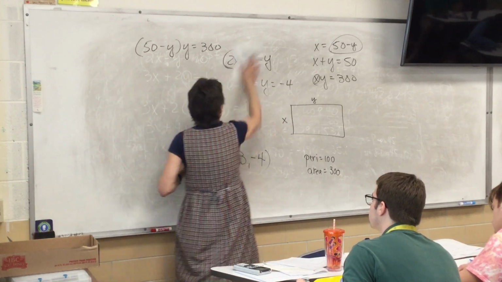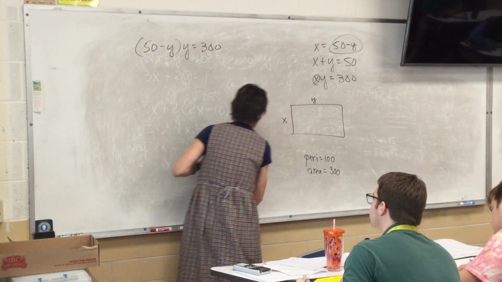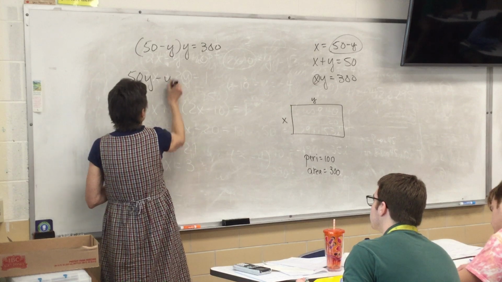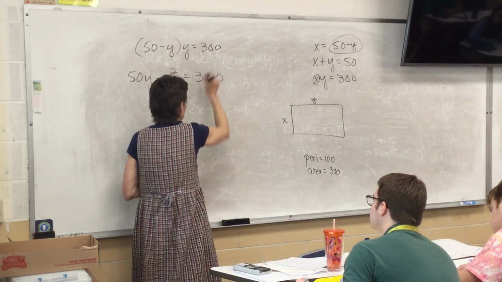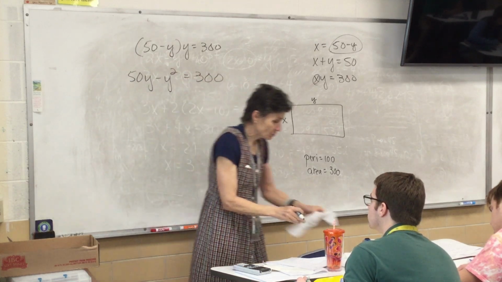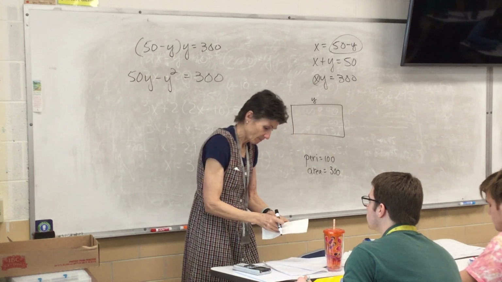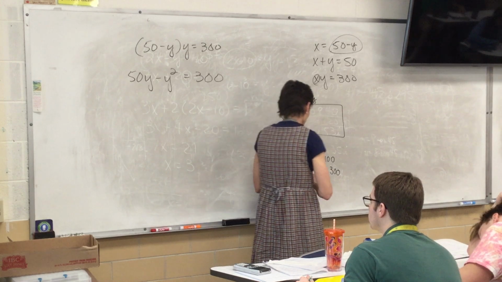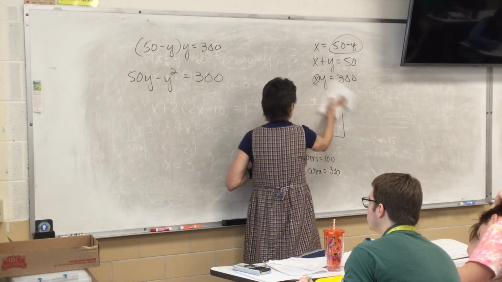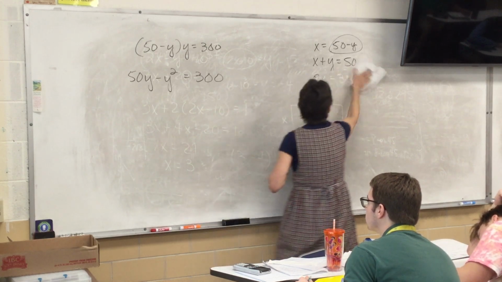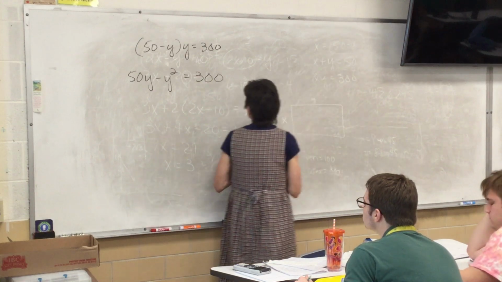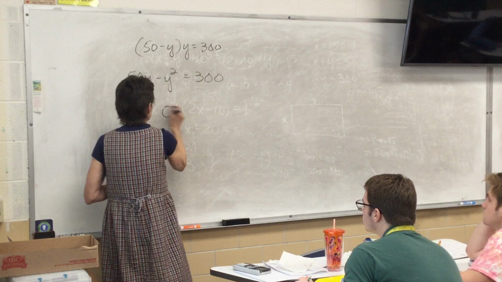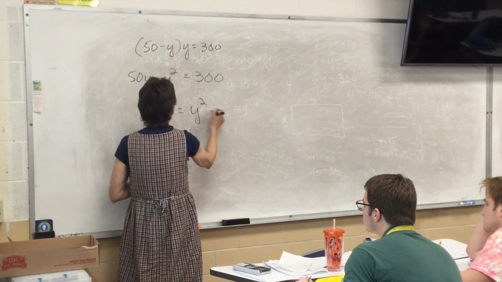All right, so I'll distribute. So 50y minus y squared equals 300. Oh, what kind of equation do I have? I have a quadratic. So I gotta get it equal to 0 and then figure out what I'm going to do with it. So, you know me and my issues, I gotta move everything over here so my y squared's positive.